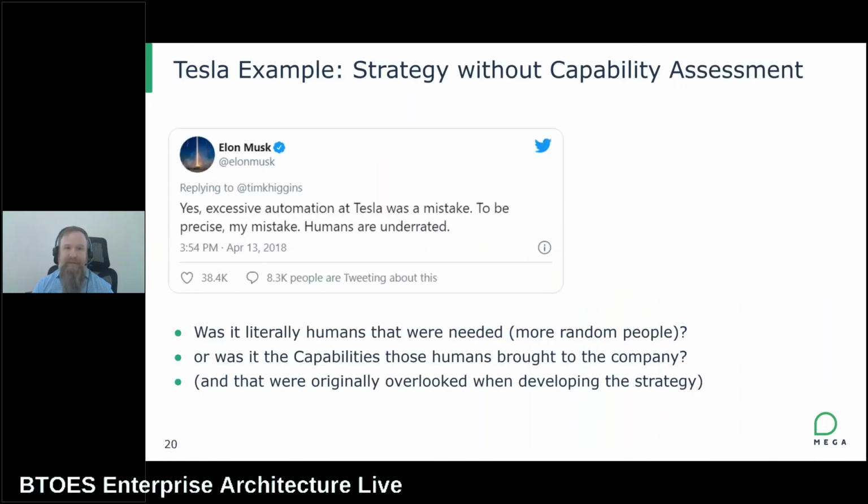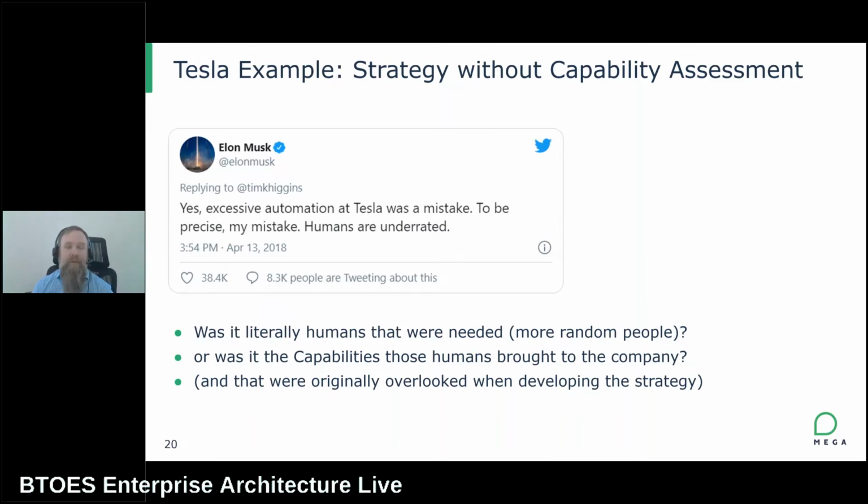An example of this I take from an Elon Musk tweet. Tesla was pushing for hyperautomation within the organization, and you can see the comment here that yes, excessive automation at Tesla was a mistake. To be precise, my mistake, humans are underrated. So when I look at this, I'm looking to assess a little bit the humans are underrated statement. Did he mean that they simply needed more people walking around the Tesla factory?